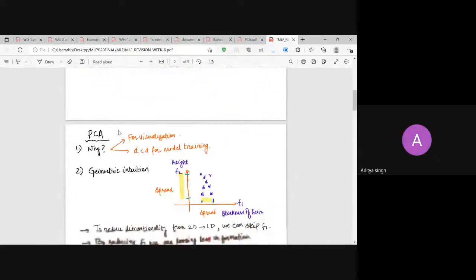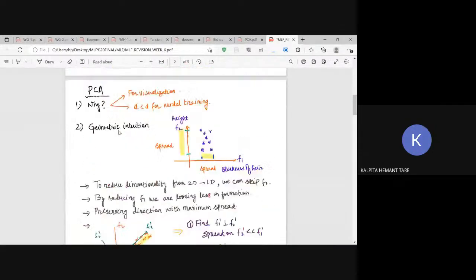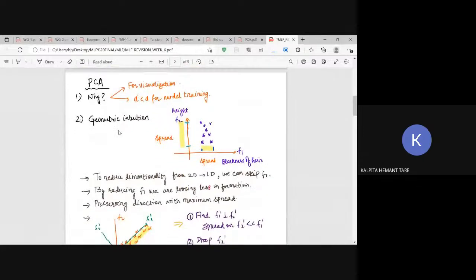Yes, sir. Will it be related to the dimensional reduction that we did in the first week, where we used an encoder and decoder? Correct. This is the same step. This is unsupervised learning.